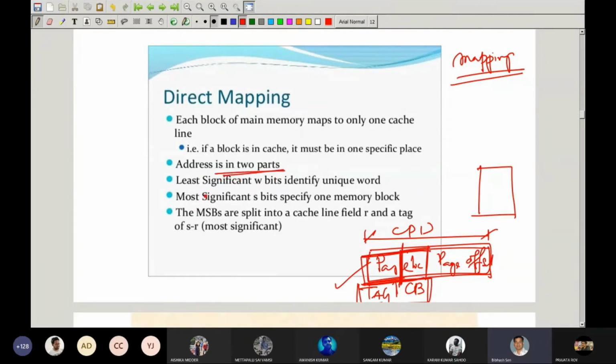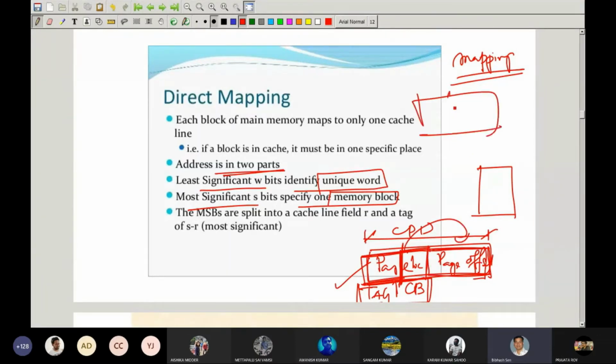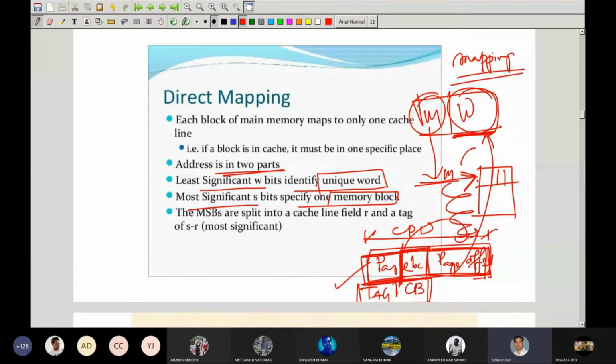Address is in two parts. Least significant W bits identify a unique word. Most significant S bits specify the memory block. So within the block, I will go for the page offset. So you are just getting M and W. W is the offset, the frame offset, that means the location within the page. First of all, you have to find in the main memory in which location it will be present. And after getting the location, which value I will access depends upon the W. Is it clear or not clear?